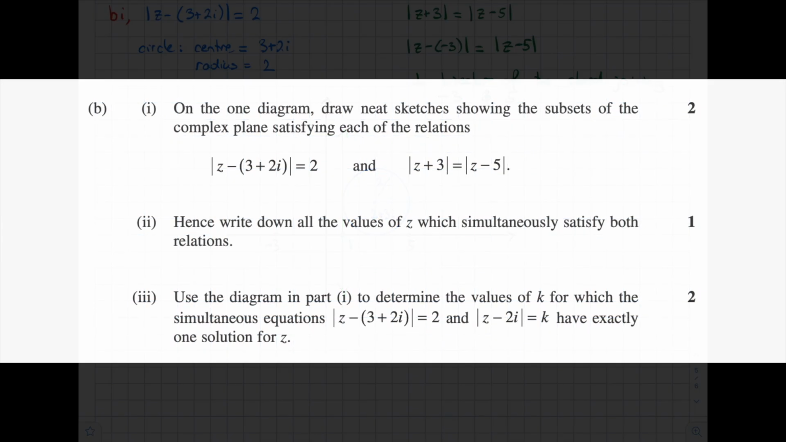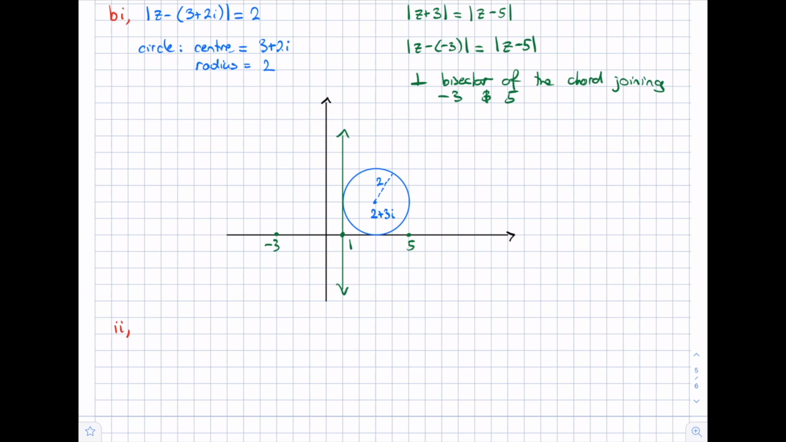Now part 2 says, hence write down all values of z which simultaneously satisfy both relations. So we want to find what values of z satisfy both of these relations, and that's obviously going to come at the point where these two loci, our two curves, intersect. And we can see that there's only really one point. It's at this one point here where they intersect.